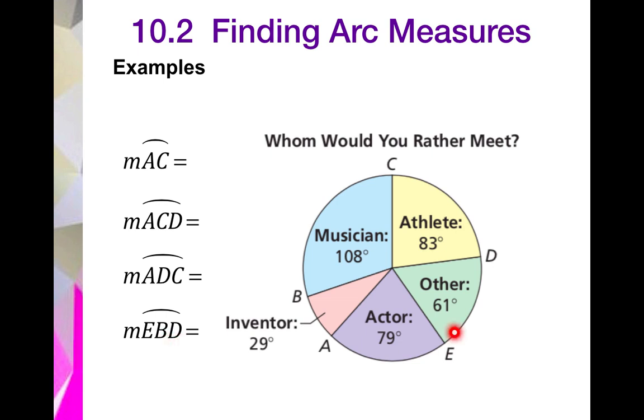EBD is E to B all the way around to D. If I keep on going all the way back to E, that would be 360 degrees. So this is 61 degrees less than 360 degrees, and that's how I would calculate EBD. You can calculate that on your own.